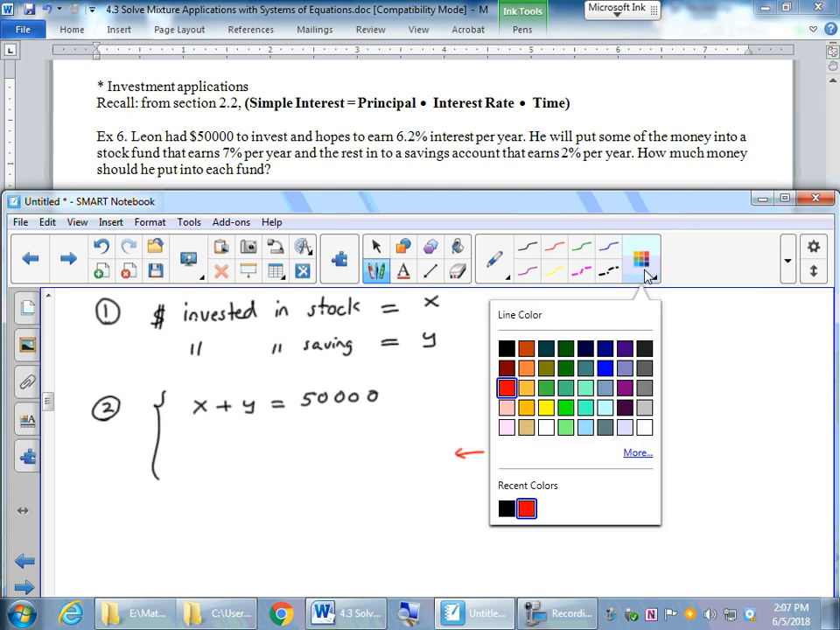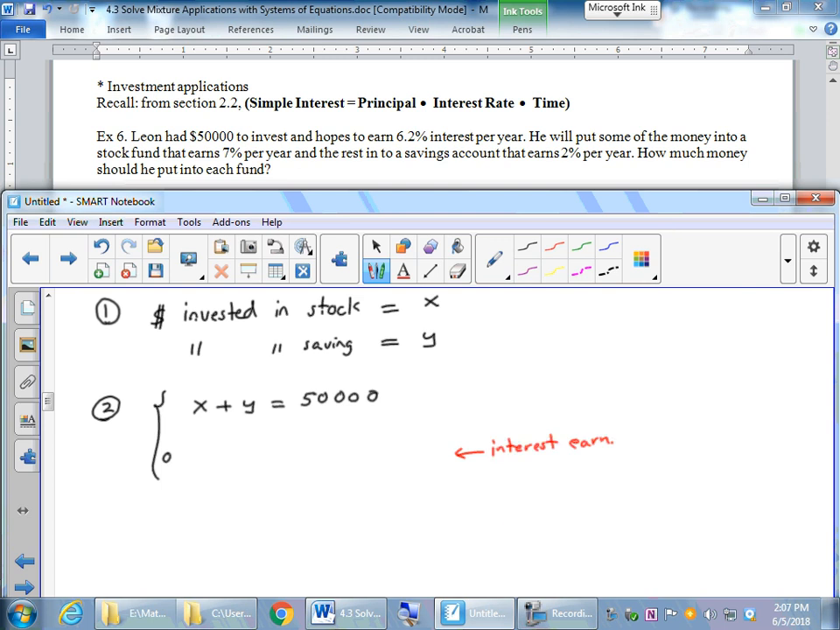So the interest earned for the first account is 7%. The interest earned for the first account will be 0.07, right? Interest rate times the principal, which is the amount that you invested. Only 1 year, so it'll be 1. We don't need to write it down. That will be the interest earned on the stocks.